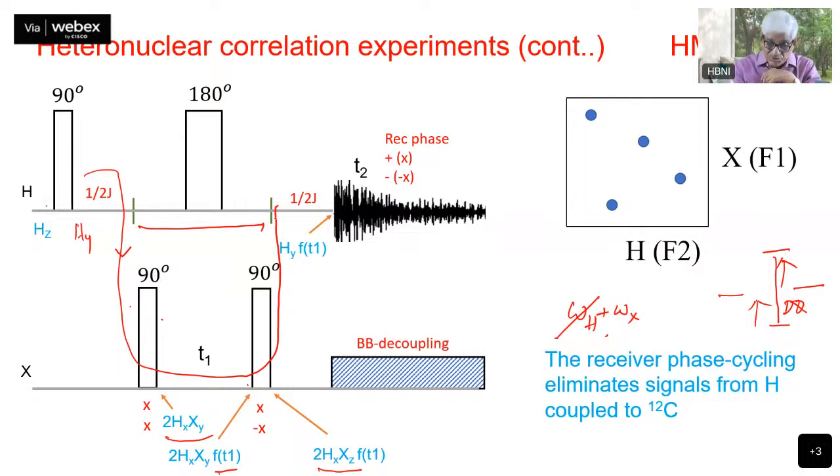Now during the next period 1/2J, it evolves under the coupling because we have not applied any more pulses there. So it is all under the coupling of H and X. Therefore, this antiphase magnetization, 2HX SZ, will now become HY. And after that, it is in-phase magnetization. Therefore, when you collect the data, you can decouple the X nucleus without any problem.